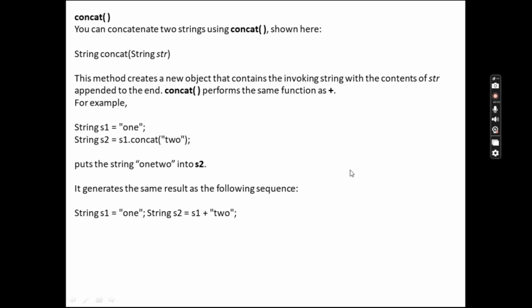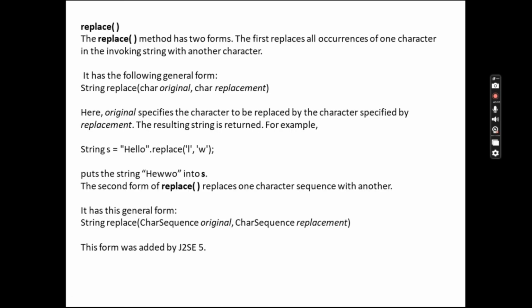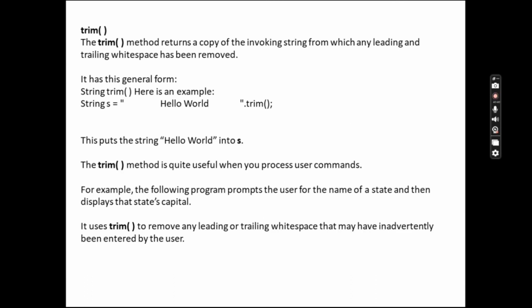And concat: you can concatenate using the concat method instead of the plus operator. s1.concat(s2) will return s1 and s2 joined. The replace method has two forms. The first replaces all occurrences of one character in the invoking string with another character: replace(char original, char replacement). Original specifies the character to be replaced with the character given by replacement. For example, "Hello".replace('l', 'w'). The second form of replace replaces one character sequence with another character sequence.